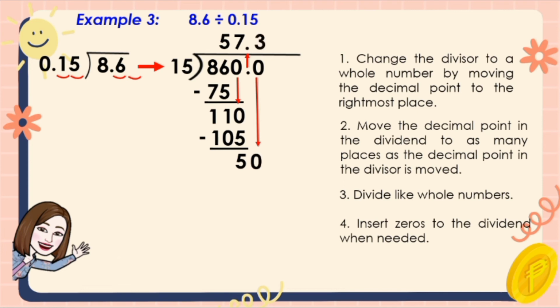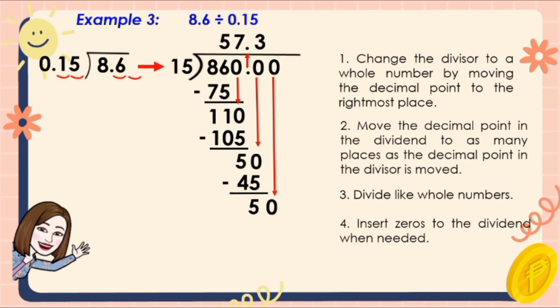50 divided by 15 equals 3. 3 times 15 equals 45. 50 minus 45 equals 5. So, meron pa rin tayong remainder. Add 0 again or insert 0. Bring down 0. We have 50.